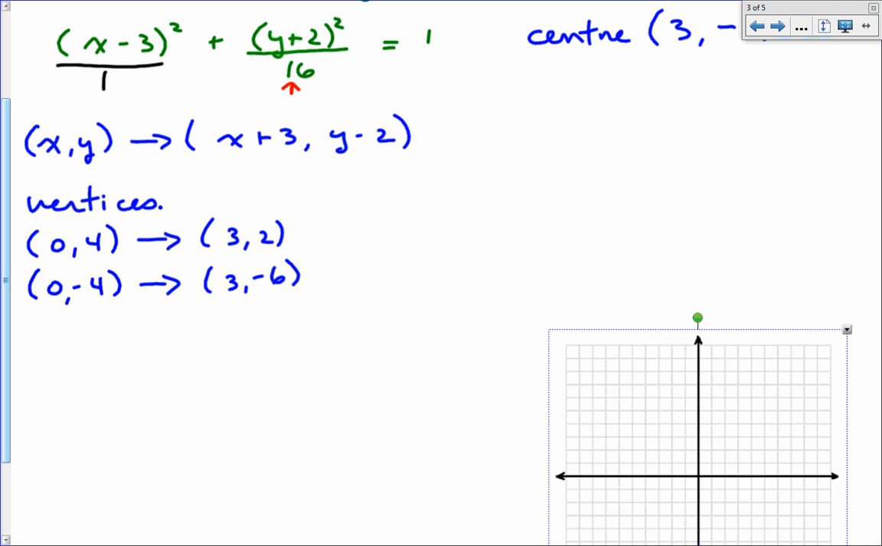So the endpoints of our minor axis, because the B value up here is 1, so that means B is plus or minus 1. So our points would have been (1, 0) and (negative 1, 0). And those are going to now map onto (4, negative 2) and (2, negative 2).